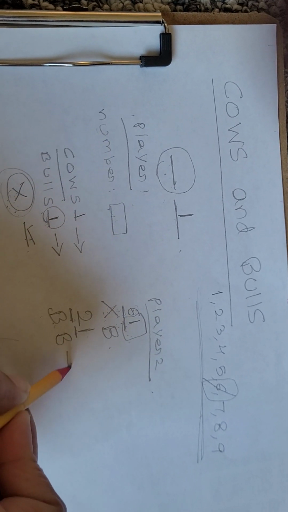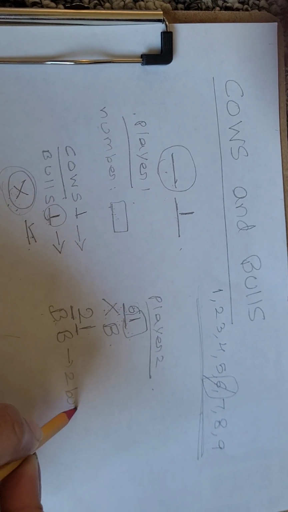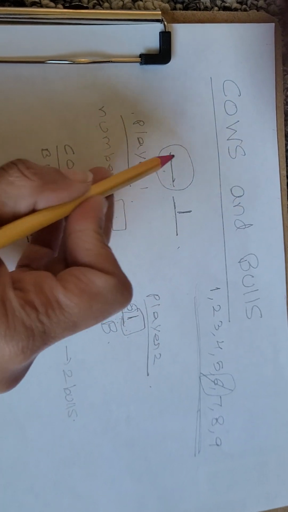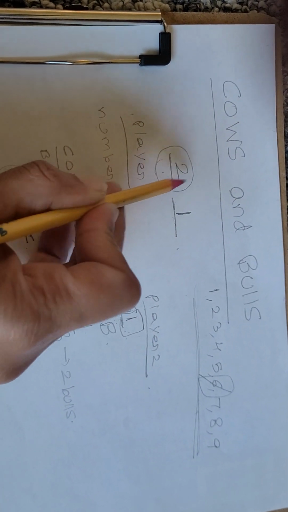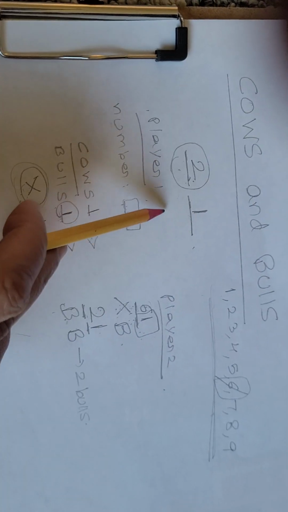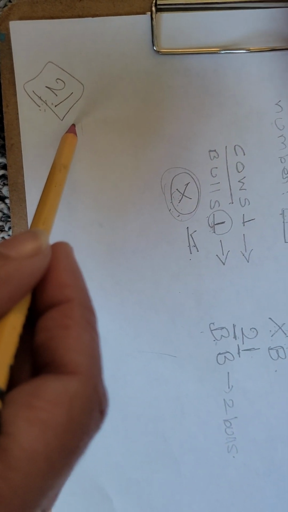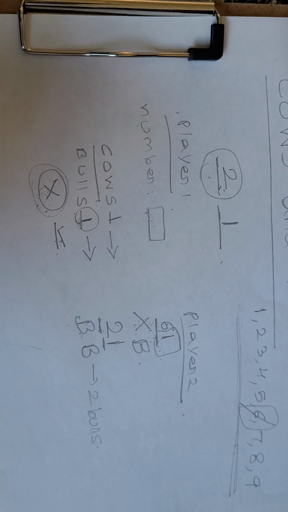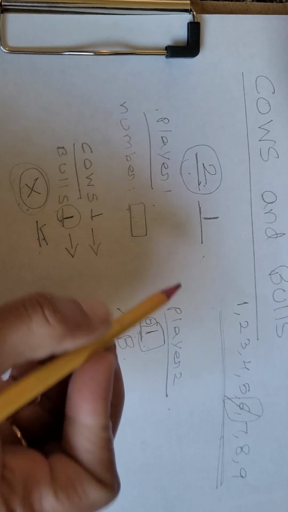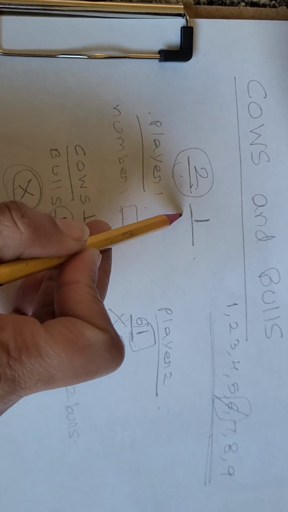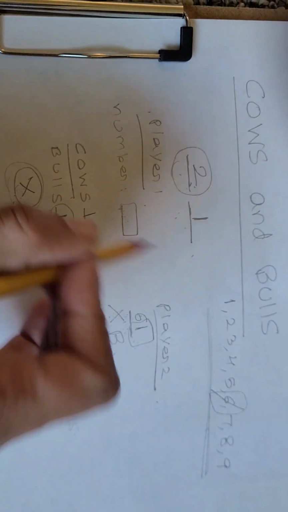So since I say 2 bulls for them, it means that the number is in the right place. So this is my secret number, and you can see the number I have written aside. We can play this with 2 digits or 3 digits or 4 digits, or any number of digits.